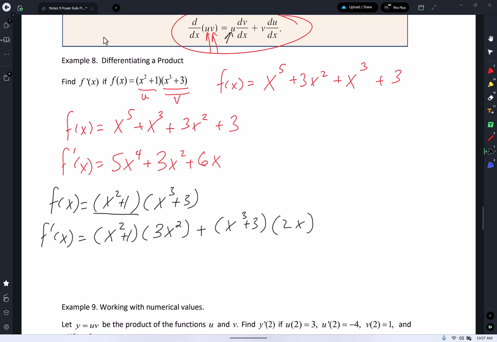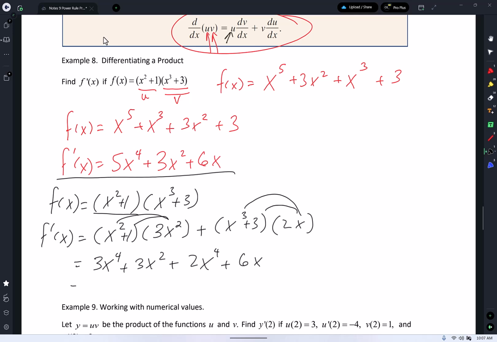So supposedly this right here is the same as this. Supposedly. Let's see if it is. We just got to do a little bit of algebra. So let's see. 3x to the 4th plus 3x squared plus 2x to the 4th plus 6x. Combine like terms. 3 plus 2, that is 5. 5x to the 4th. And then the 2, let's see. I already did those two. Then plus 3x squared plus 6x. Did I get the same thing? Yeah. Check it out. We got the same.